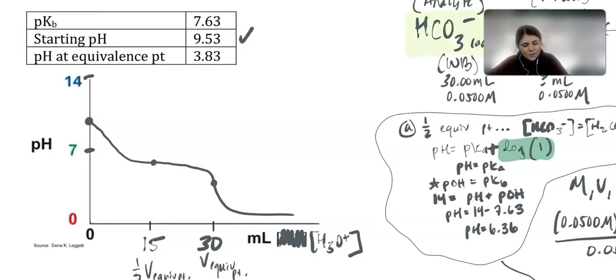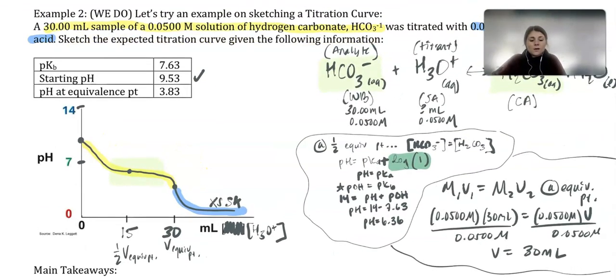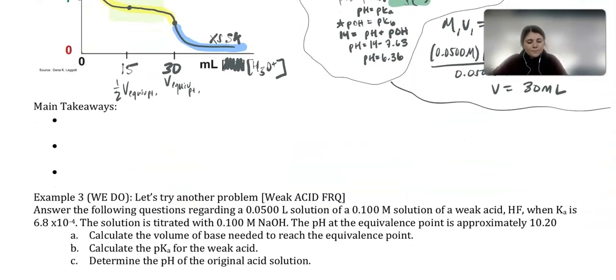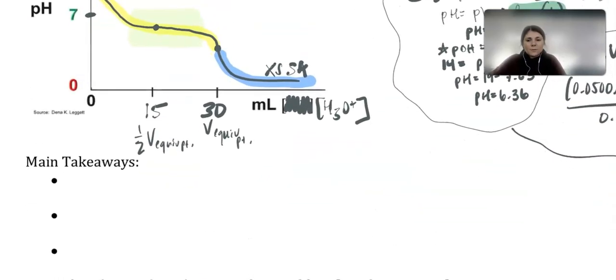But again, this area will be where you have a buffer, and then anything past equivalence will be your excess strong acid. But technically, this little plateau is that buffer region, like the most effective buffer. But everything in that yellow, you would just use Henderson-Hasselbalch to do. Okay, moving on. A few little main takeaways before we move on.